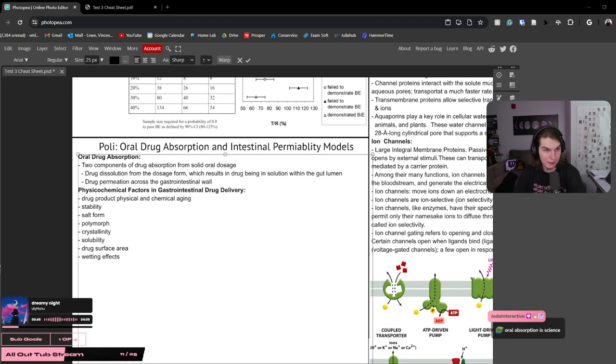Let me see. Three mechanisms to limit oral absorption. Let's take a snipping tool of this, chat, because this is just going to be way easier than having to type it out.